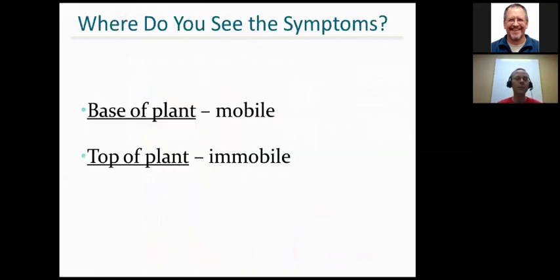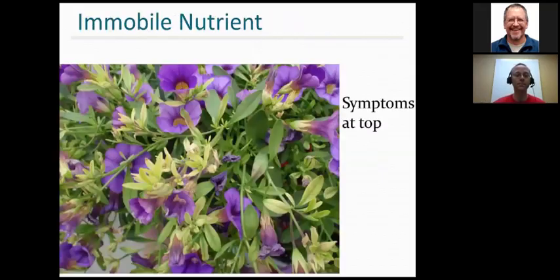If it's at the top of the plant, that is indicating that we're dealing with an immobile element. It's not reallocating those nutrients from the lower leaves up to the top of the plant, so our symptoms show up at the top of the plant. This is a very classic example with Calibrachoa.